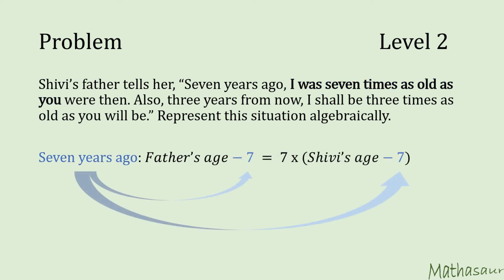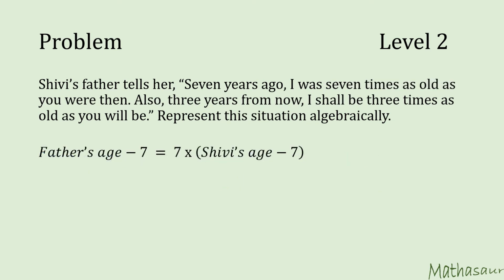So we can write father's age equals 7 times Shivi's age. Now since this is 7 years ago, we need to subtract 7 from both their ages. So we get father's age minus 7 equals 7 times Shivi's age minus 7. Let us park this statement.